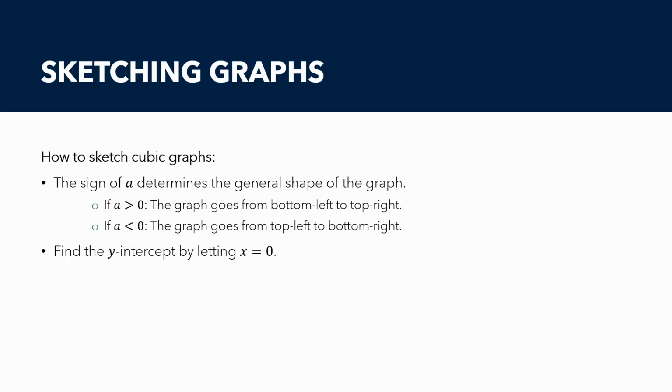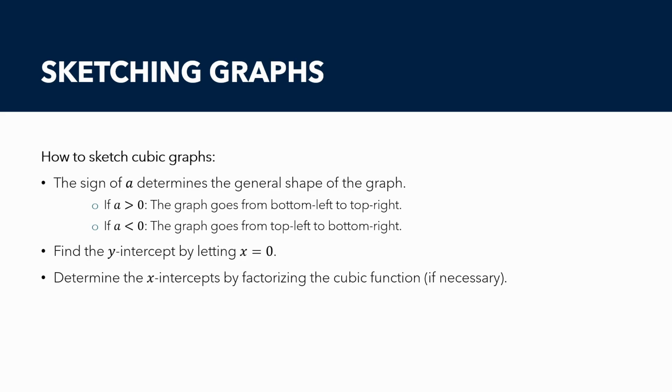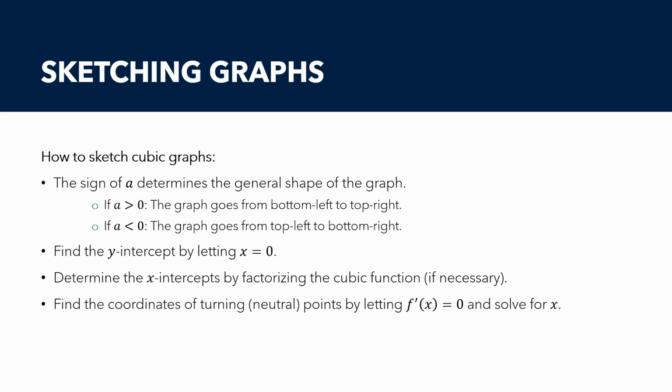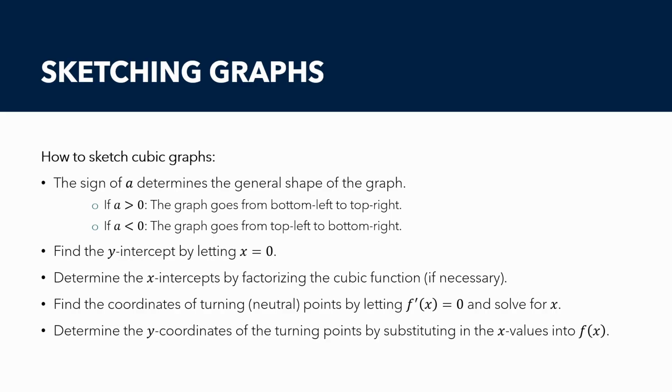Second, find the y-intercept by letting x equal 0, and determine the x-intercepts by factorizing the cubic function. If necessary, find the coordinates of the turning points by letting f prime of x, the first derivative, equal 0 and solve for x. Determine the y coordinates of the turning points by substituting the x values into the original function f of x. Finally, plot the points and draw a smooth curve.